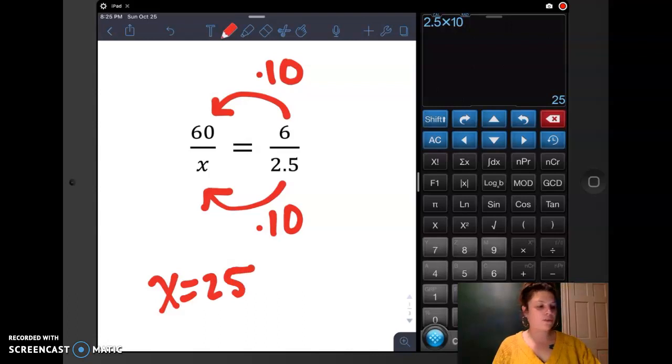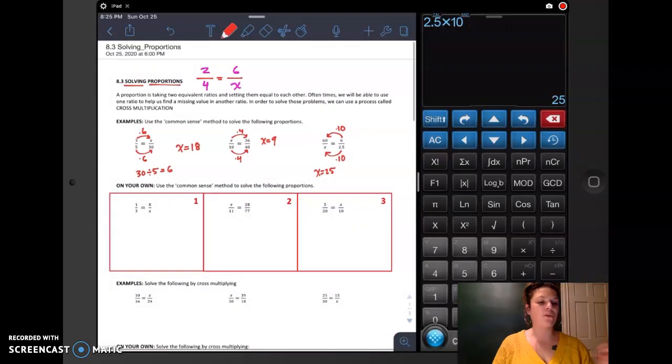There's lots of ways to do these problems, so don't feel like you have to do it the same way I'm doing it. There's lots of ways to get the answer right. Go ahead and pause your video and try the next 3 examples, solving the proportion using common sense.